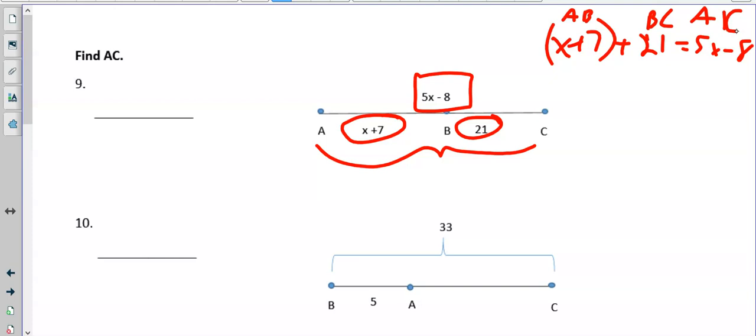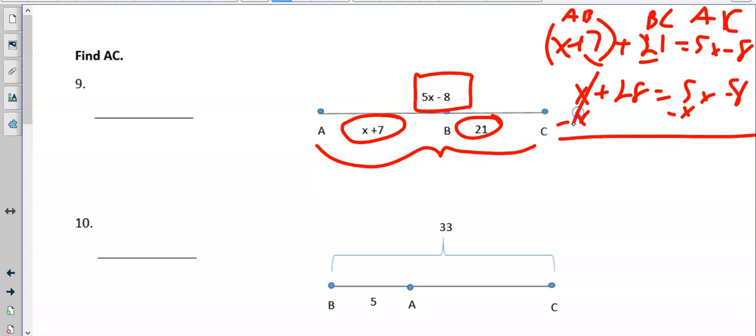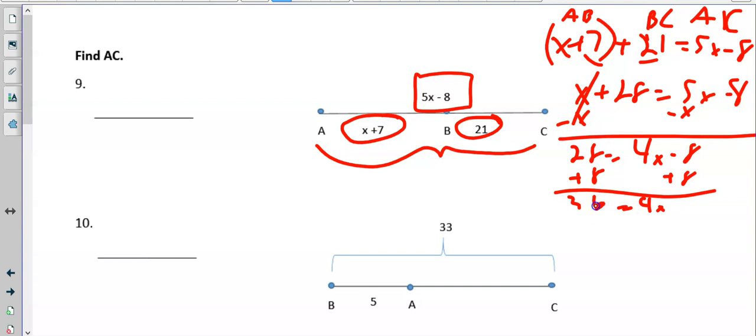Well, now I'm just going to join like terms. That gives me x plus 28 equals 5x minus 8. I have a choice here. I'm going to keep my letters positive, so I'm going to subtract x from both sides. That's going to give me 28 equals 4x minus 8. Now I just add 8 to both sides. So 4x is equal to 36. I'm running out of room, so I'm not going to show the step. I'm going to divide by 4.